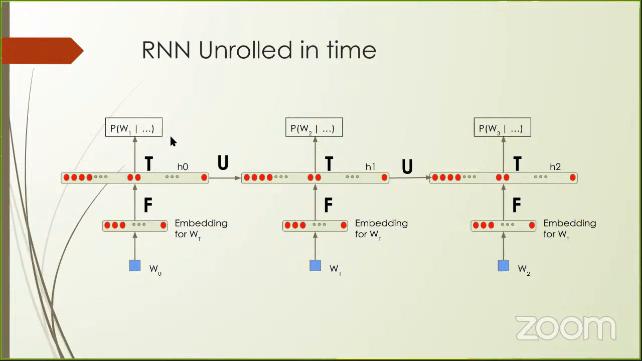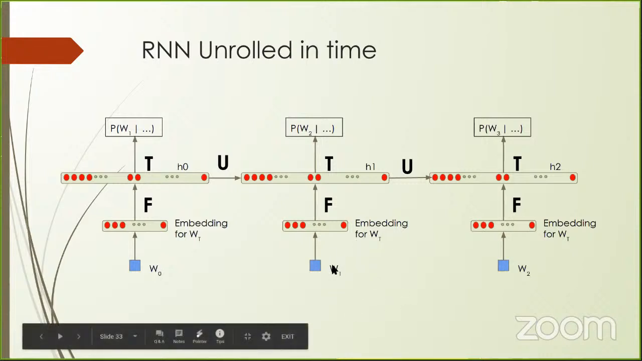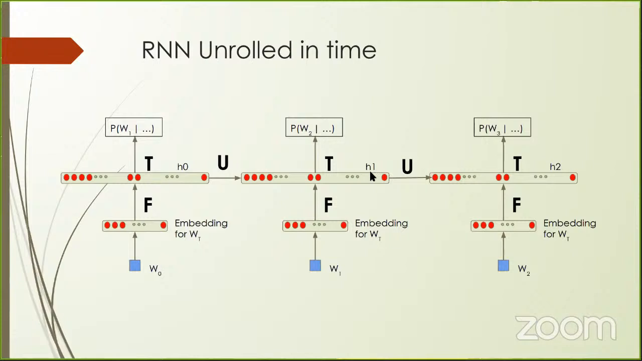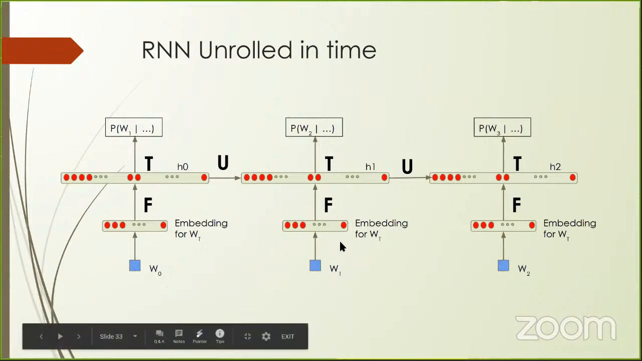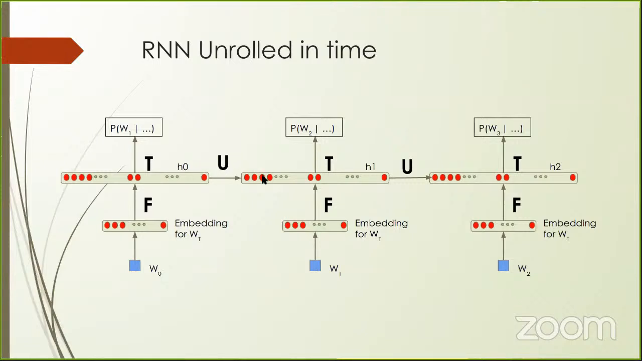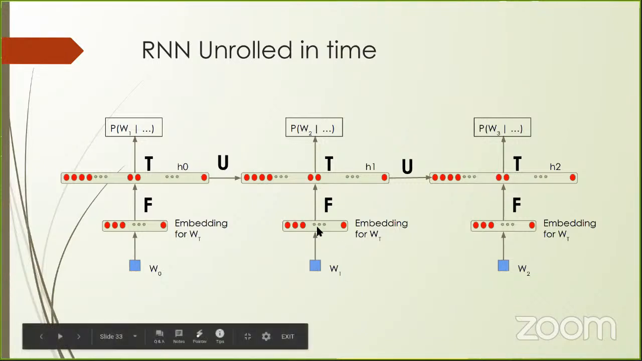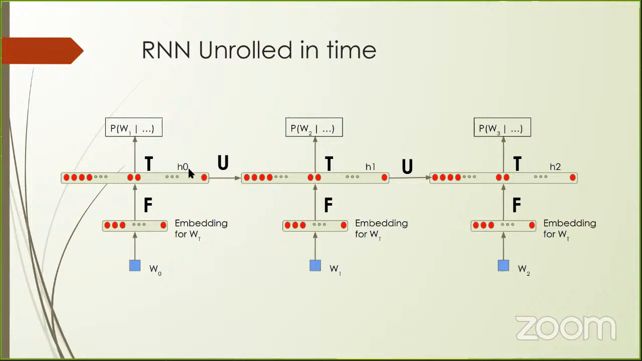Now the important thing is, when you do this for W1, H1 will not only depend on FW1, but it will also depend on U into H0. So it will not just depend on the new word. It will depend on what it has already seen. Now, if you interchange these words, so if you gave W1 first and then W0, then your H0 will change accordingly. So in the end, when you get the sentence representation, it will be different for different order of words. So the way in which you give words will affect the end output. That's the high level idea about how RNNs work.